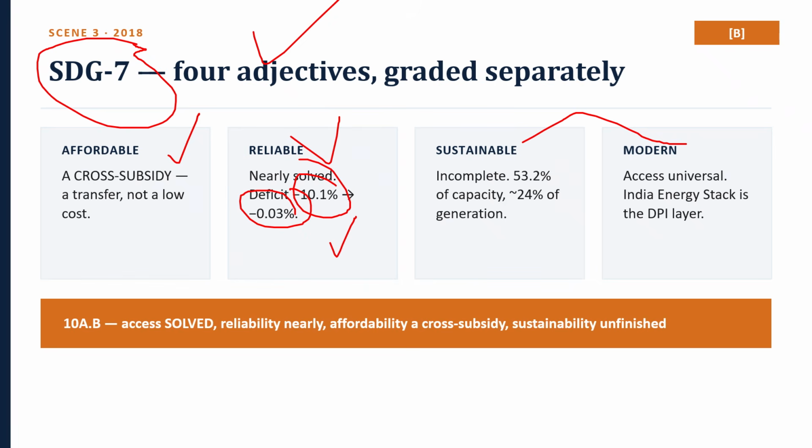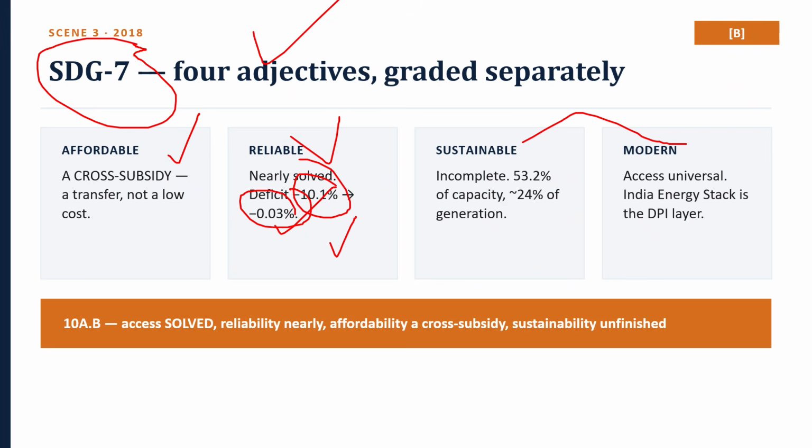On access, the objective is substantially achieved. On reliability, the transformation is the least quoted fact in Indian energy policy. The energy deficit has fallen from minus 10.1% in 2009-10 to minus 0.03% in 2025, and peak deficit from minus 12.7 to minus 0.01%. So a country that could not meet a tenth of its demand now meets nearly all of it.